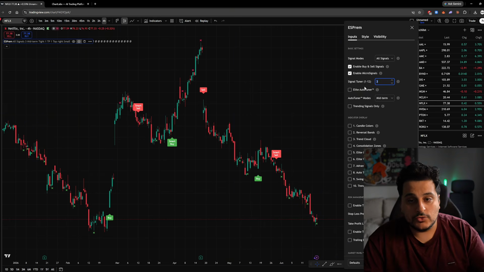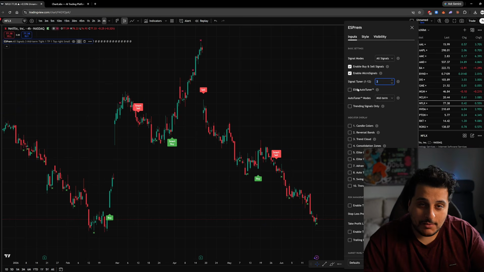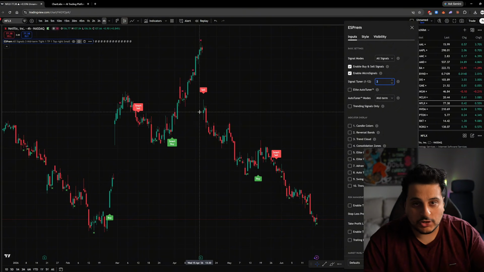You can also use the Elite Tuner mode, which is going to pick its own tuner, its own sensitivity, and try to pick what's the best buy and sell signals on a chart itself.